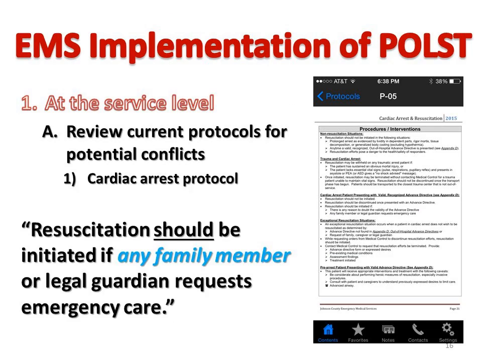At the service level, one of the first things EMS needs to do is to review their current policies and protocols for potential conflicts. And I've copied and pasted here a subset of my very own cardiac arrest and resuscitation protocol from my agency. I know the type is really small, so I'm not expecting you to read it, but to point out that we have a policy, and it's actually documented in our protocol, that resuscitation should be initiated if any family member or legal guardian requests emergency care. So what that means is that I can have a patient with a perfectly valid out-of-hospital DNR form signed by a physician, in date, to my knowledge the best representation of what the patient would want. But if any family member comes into the room and says, no, I want you to resuscitate them, then that's what my protocol requires me to do.